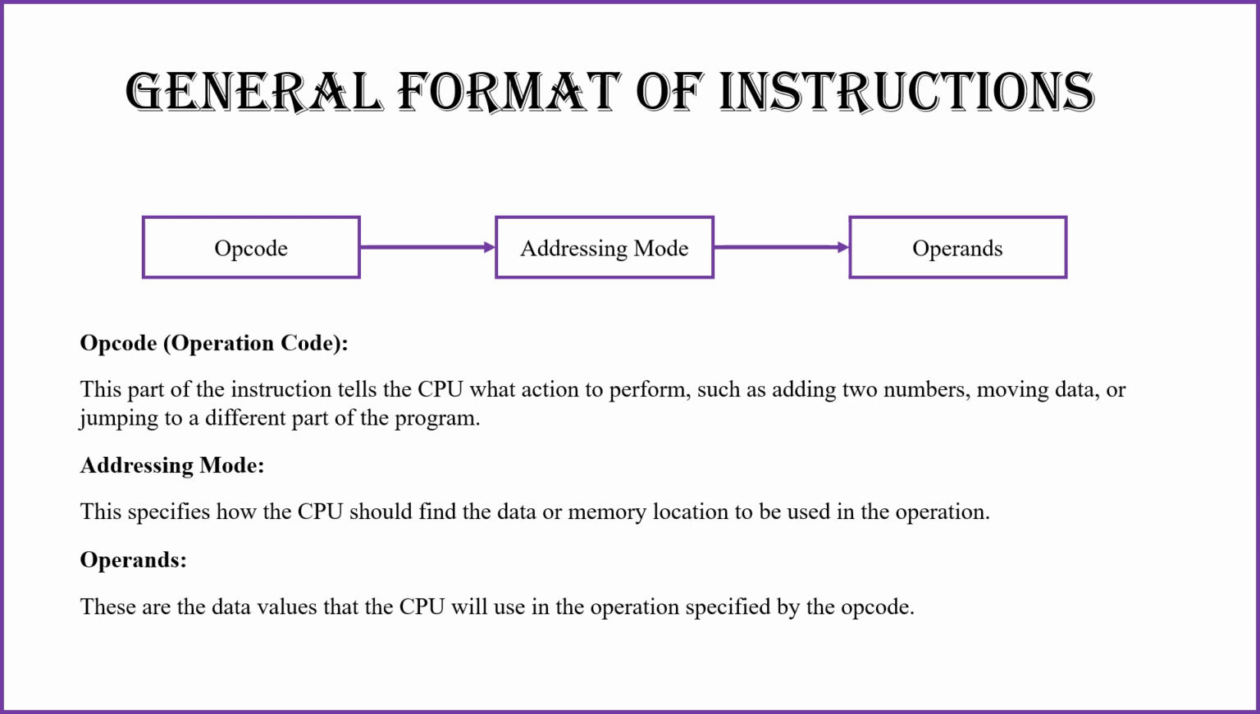Next, we have the addressing mode. The addressing mode tells the CPU about the location of the operand and how we are going to access these operands. Next, we have operands. Operands are the values or the data on which the operation specified in the opcode will be performed.